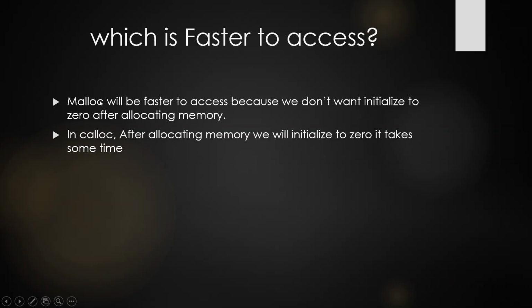But in malloc, memory is dynamically allocated, and the second step is directly inserting elements in the memory which we allocated dynamically. Since malloc has only 2 steps, we are not initializing to 0. There is no step which includes initializing to 0. It means malloc will be very fast to access when compared to calloc. Clear? The only difference is calloc will initialize to 0 after dynamic memory allocation, but malloc won't do that. That is the main difference.